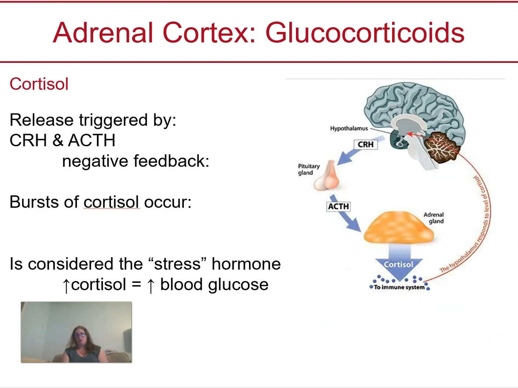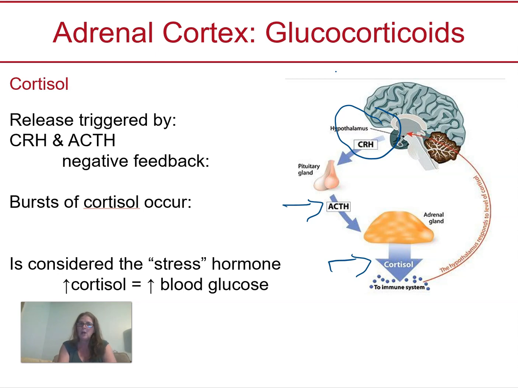Now, the other hormone that comes in the adrenal cortex is cortisol. And cortisol is a glucocorticoid. And this is the one mainly affected by CRH and ACTH. So CRH, we know, comes from the hypothalamus, and it goes to the anterior pituitary gland where it triggers the release of ACTH. ACTH goes to the adrenal gland, the adrenal cortex, and it primarily triggers the release of cortisol. Some aldosterone, mainly cortisol.